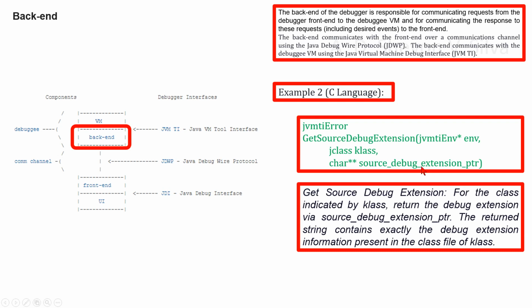Here klass is of jclass type, the class to query, and source_debug_extension_ptr is of type char asterisk asterisk. The agent passes a pointer to a char pointer. On return, the char pointer points to a newly allocated array. The array should be freed with Deallocate.